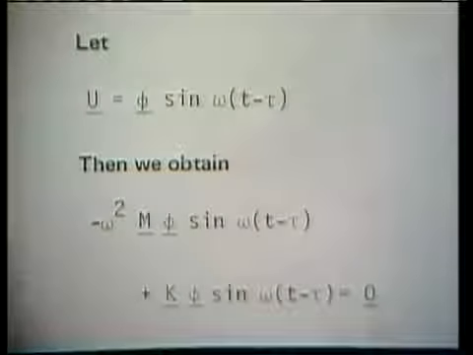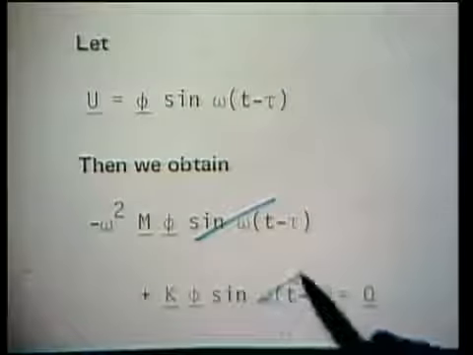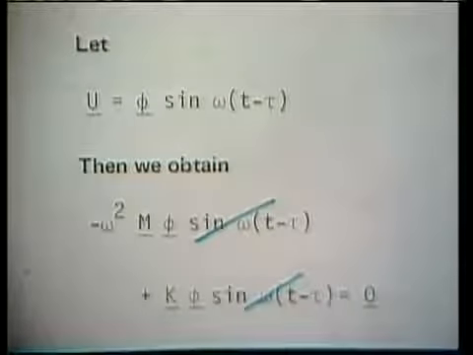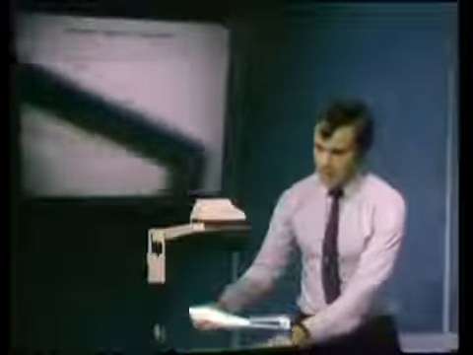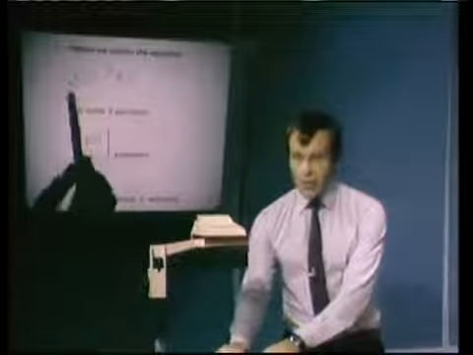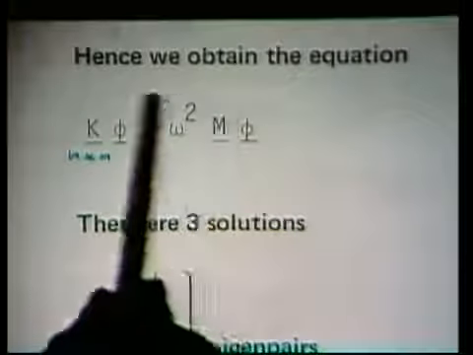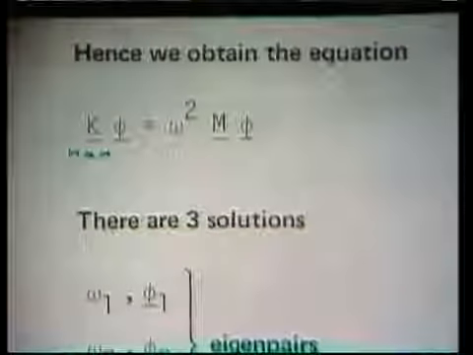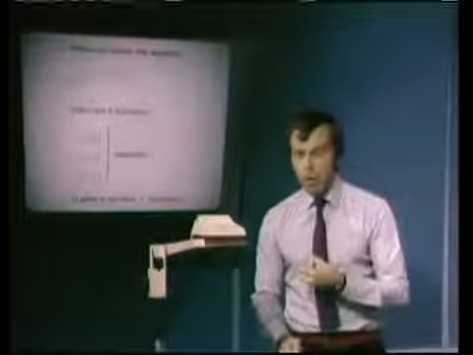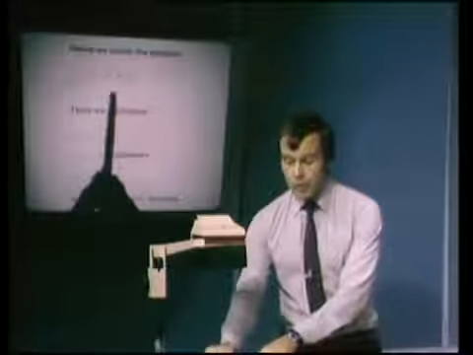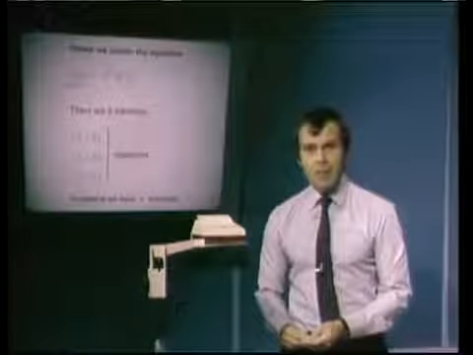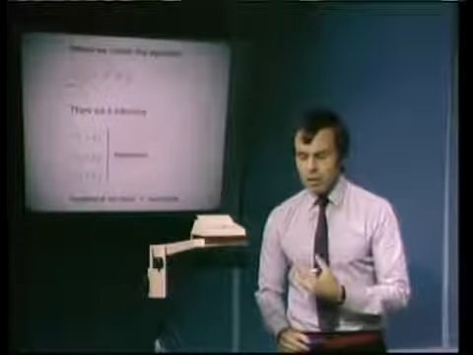Now this equation must hold for any time t. So we can simply cancel out this part and that part. And the resulting set of equations that we are obtaining then are given on the last view graph, namely those equations being K phi equals omega squared M phi. So that is the generalized eigenvalue problem which we obtain in dynamic analysis. We will be later on talking about how we solve this generalized eigenvalue problem for the eigenvalues and eigenvectors.